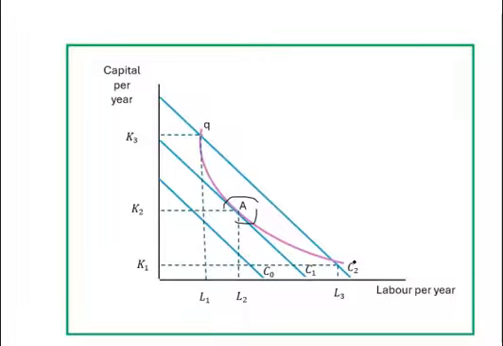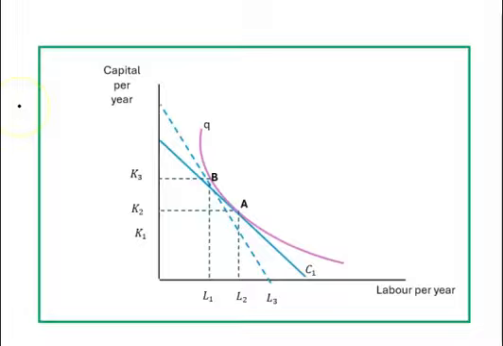What happens if the price of labor increases? The firm will then substitute capital for labor. The Isocost line becomes steeper. And you can see that on this line here, it becomes tangent to the Isoquant curve at point B. And now at point B, the firm uses K3 units of capital and L1 units of labor. The firm has responded to the higher price of labor by substituting capital for labor in the production process.